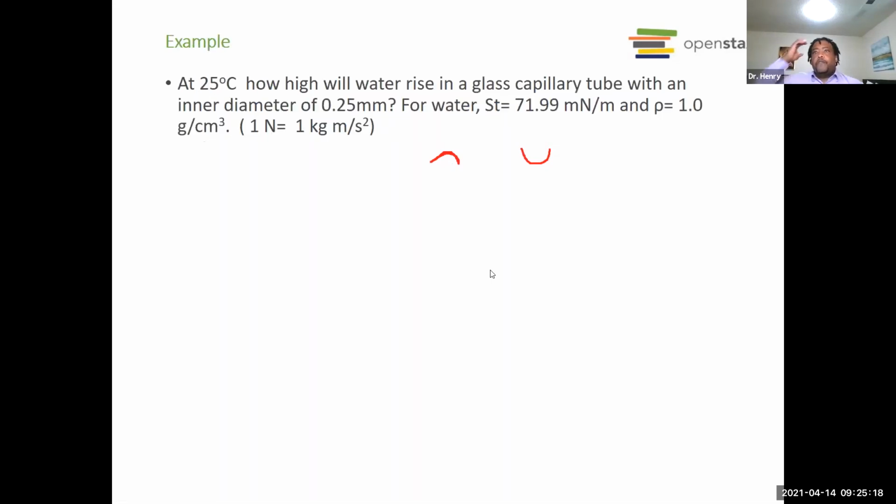So if we have water at 25 degrees, how high would water rise in a glass capillary tube with an inner diameter of 0.25 millimeters? For water, the surface tension is 71.99 millinewtons per meter, and the density is 1.0 grams per cubic centimeter. We know that 1 Newton is equal to 1 kilogram meter per second squared. So if we take our equation, what are you guys going to get?